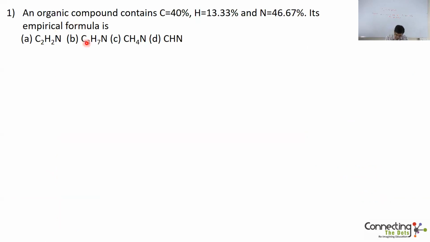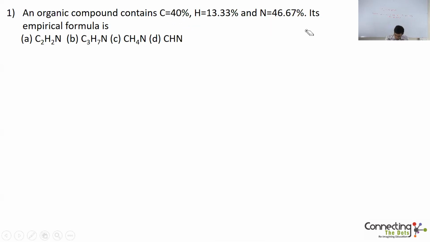Okay, so the first question is this. An organic compound contains carbon 40%, hydrogen 13.33%, and nitrogen 46.67%. Its empirical formula is, so we have to calculate the empirical formula with the given composition. Whenever these kinds of questions are given, always ensure that whatever percentages they have given add up to 100%. Then you can say that whatever percentage is given is equivalent to that many grams. So let us calculate the total percentage, so that we can say 100%, these are the elements which are present in the given compound.